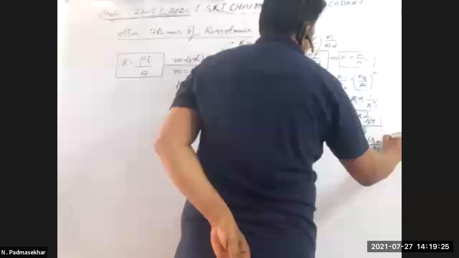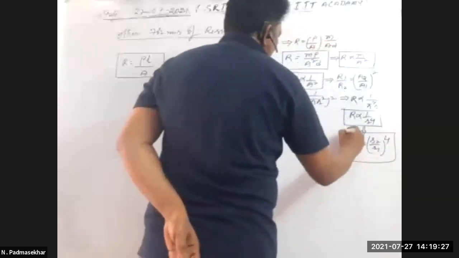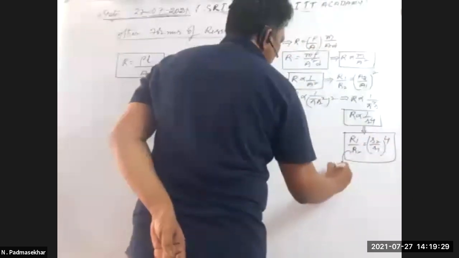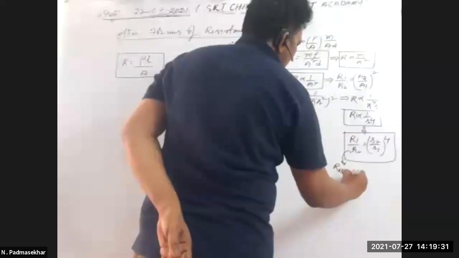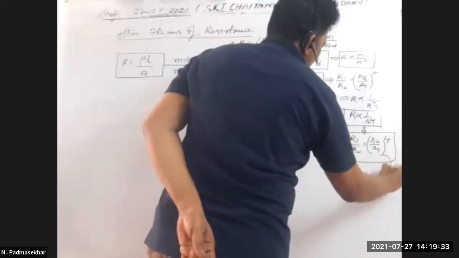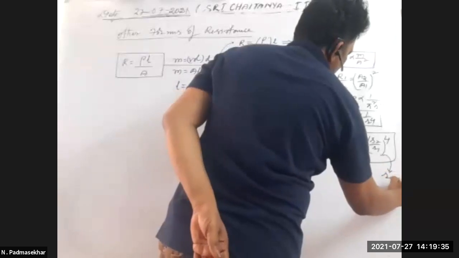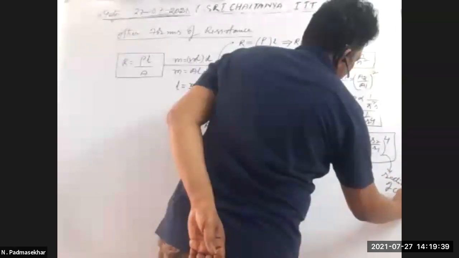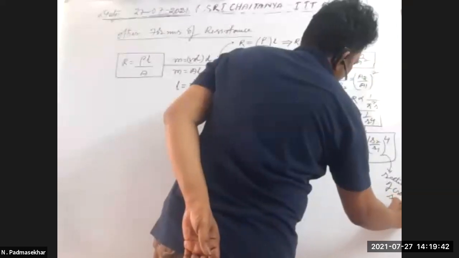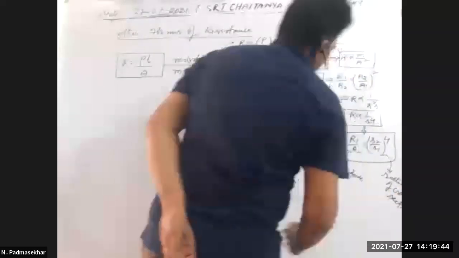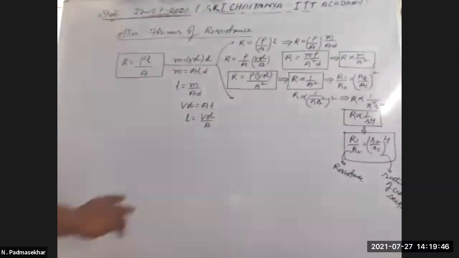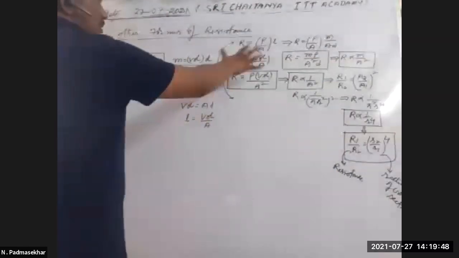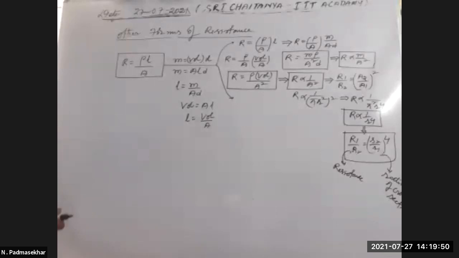Okay, so capital R ante resistance ra. Small r we called the radius of cross section. Radius of cross section. So this is resistance in terms of mass and volume.